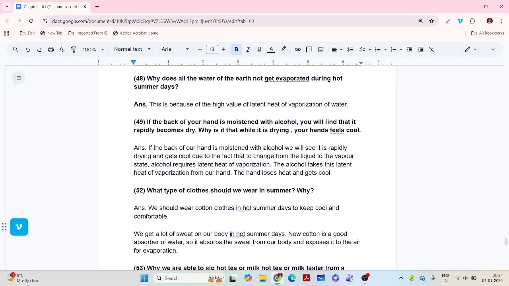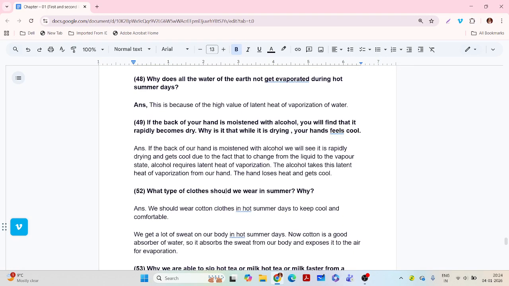What types of clothes should we wear in summer and why? We should wear cotton clothes because they're good absorbers of sweat and it would help us feel cool.